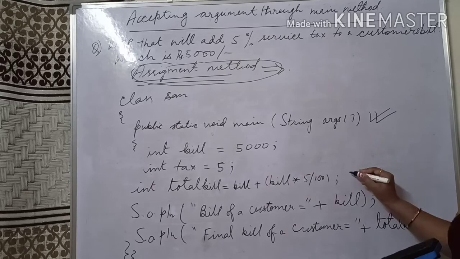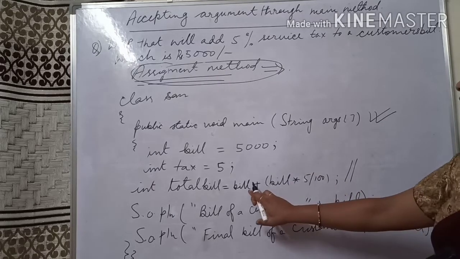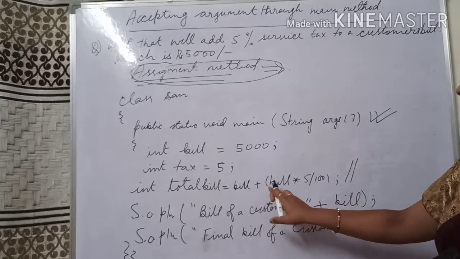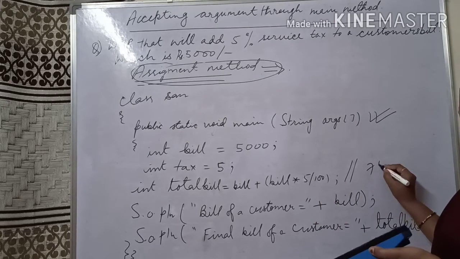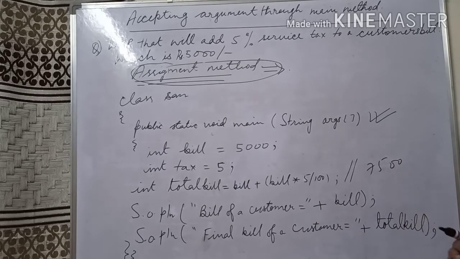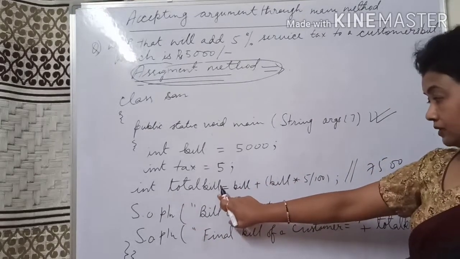Now you see, my bill is 5,000. Here I am doing rough work. This is my comment line. My bill is 5,000: 5,000 plus bill into 5 by 100. This is the calculation for service tax. So this much amount I will get, 5250. This amount will be stored in this variable, the total bill variable.